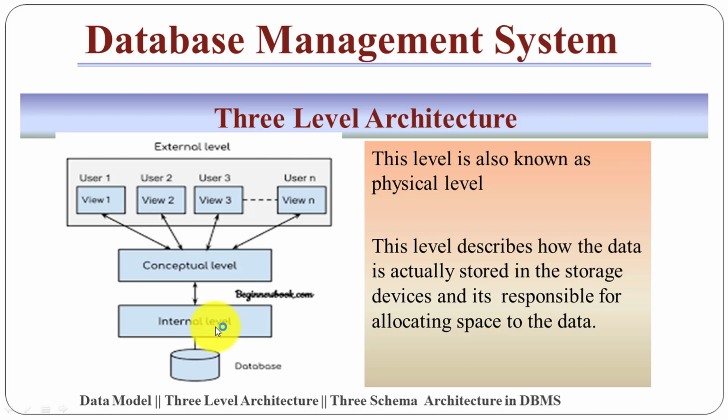So this is all about the three levels, that is the external level, conceptual level and internal level. The main aim of this data model, or this three-level architecture, is to provide data independence and data abstraction. So this is all about the three-level architecture.